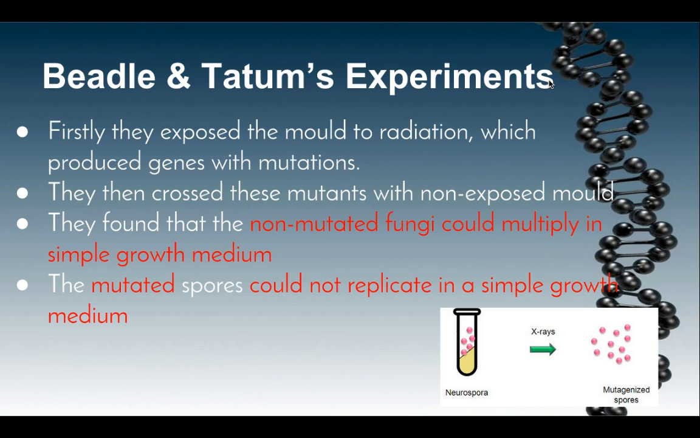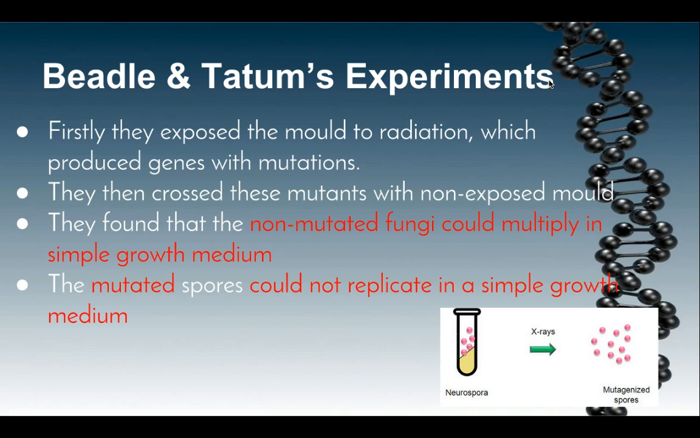Their aim was to investigate the effect of radiation on the production of enzymes, and to do this, they exposed the bread molds to X-rays, a form of radiation. The molds that were exposed to the X-rays produced genes that were different to the original genes, therefore mutations.